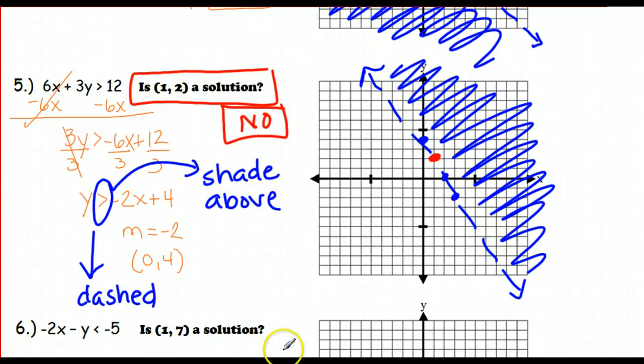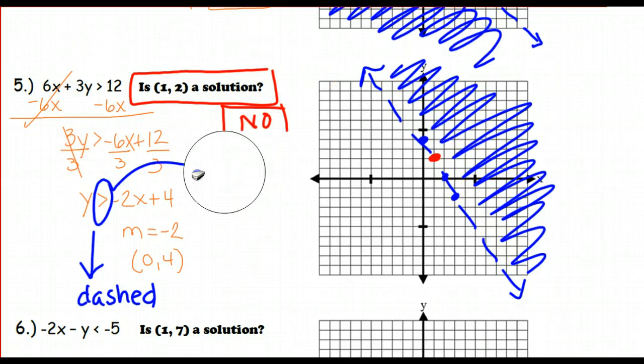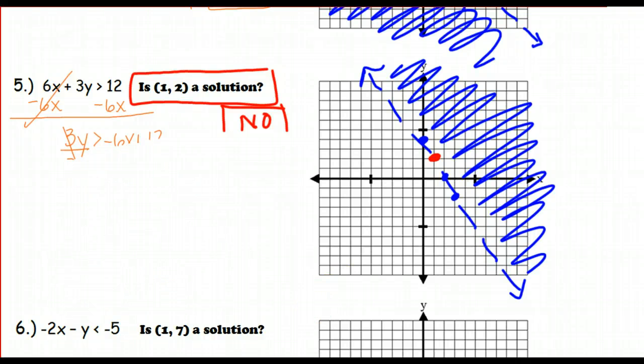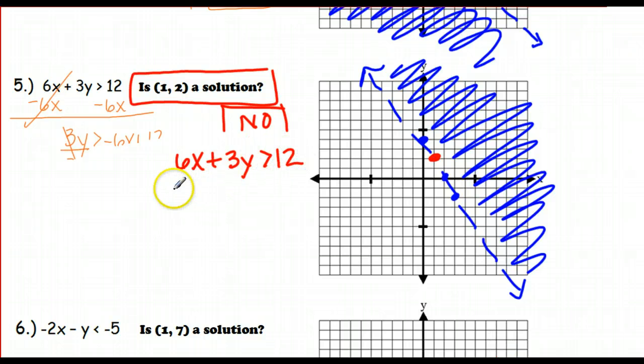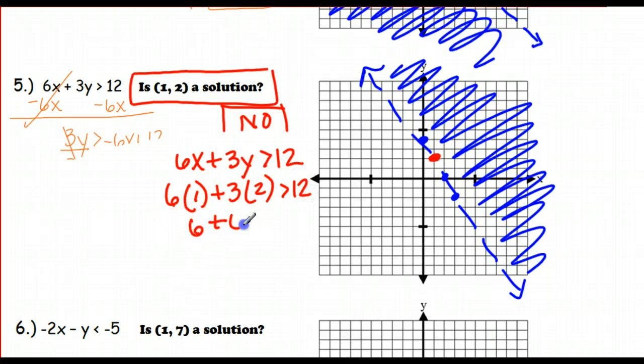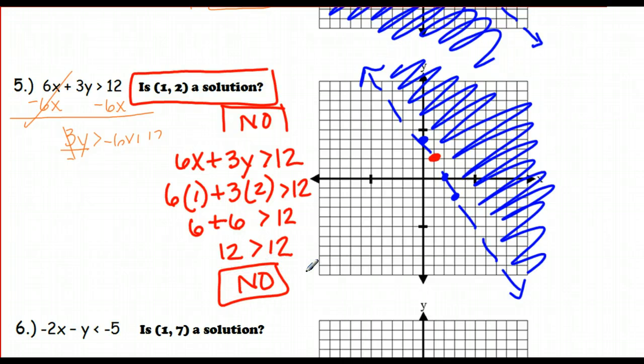But again, we can always check it by plugging it into our inequality. So let's do that. The inequality was 6x plus 3y is greater than 12, and we're going to check 1, 2. So 6 times 1 plus 3 times 2 needs to be greater than 12 for this to be a solution. 6 plus 6 greater than 12. Is 12 greater than 12? No, it's not. So we answered correctly.